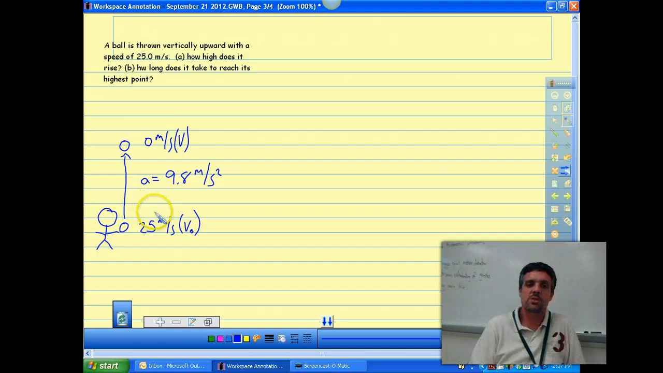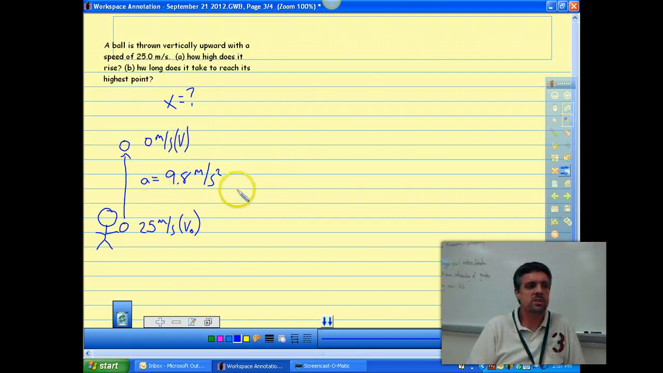We've got 1, 2, 3 givens here. Okay? And I think that's enough, depending on what the question wants to know. The question wants to know, how high does it rise? Well, that's a distance or a displacement. And so the last thing is x. What is it? Okay? So we've got x, v, v naught, and a.